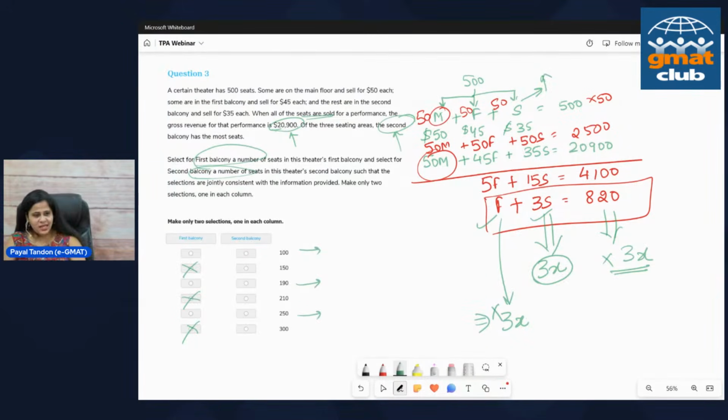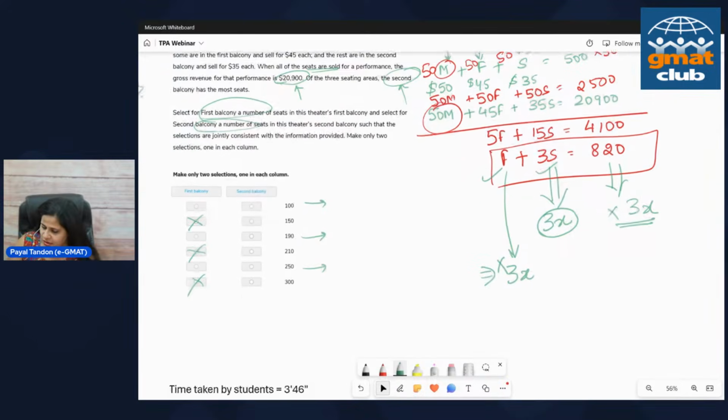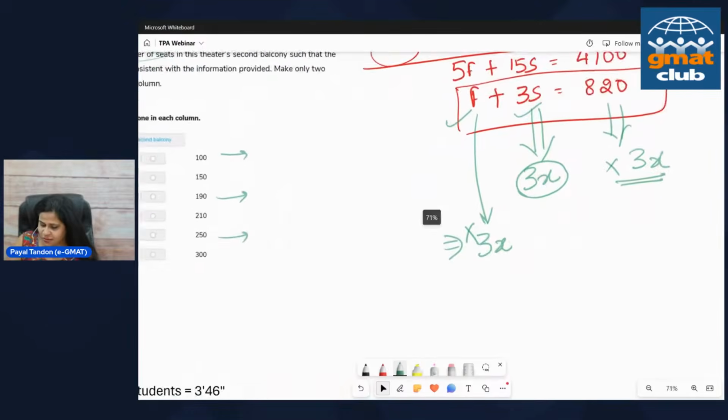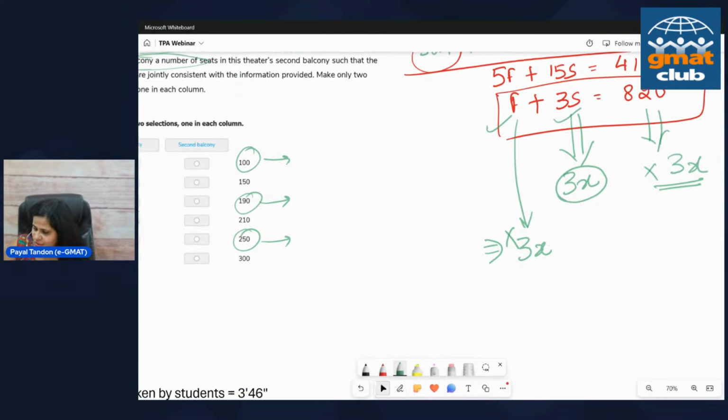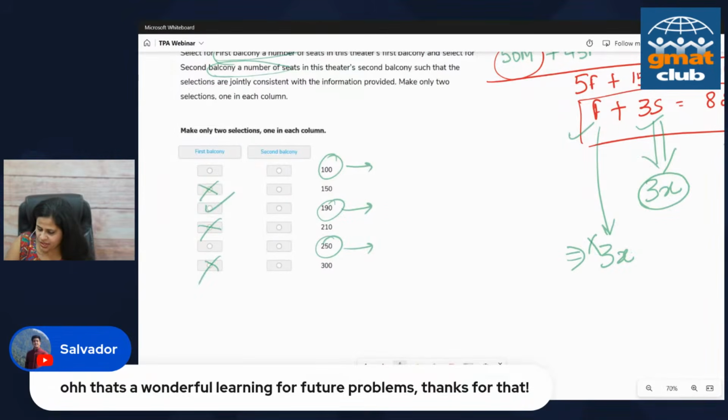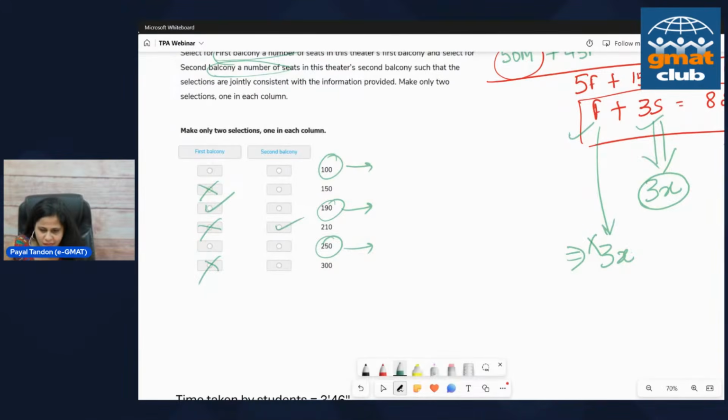Okay, now you look at the answer choices. You basically put in each one of these, 100, 190, and then 250, and you'll get 190 as the answer over here. So you basically do f is, let's put 100 as f, plus 3s is equal to 820. When you do that, you'll get s as 240, which is not in the answer choices. And ultimately, it's going to be 190 over here, and then over here, it's going to be 210. Okay. Got it?